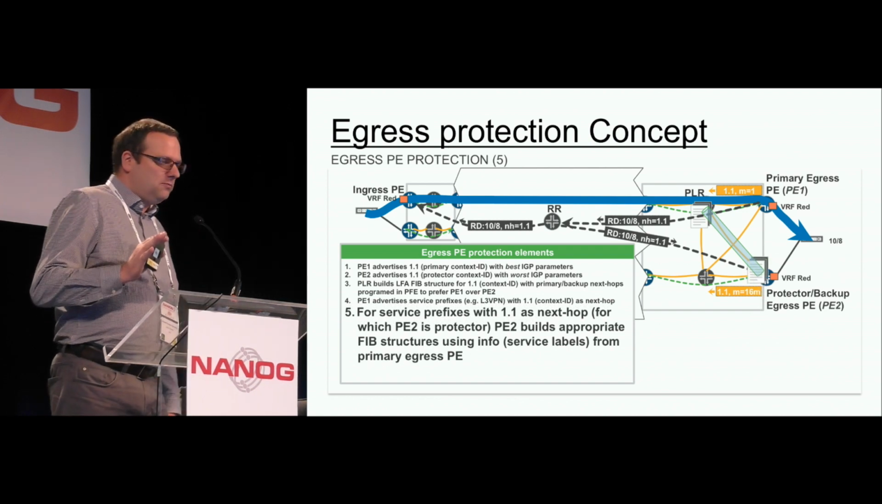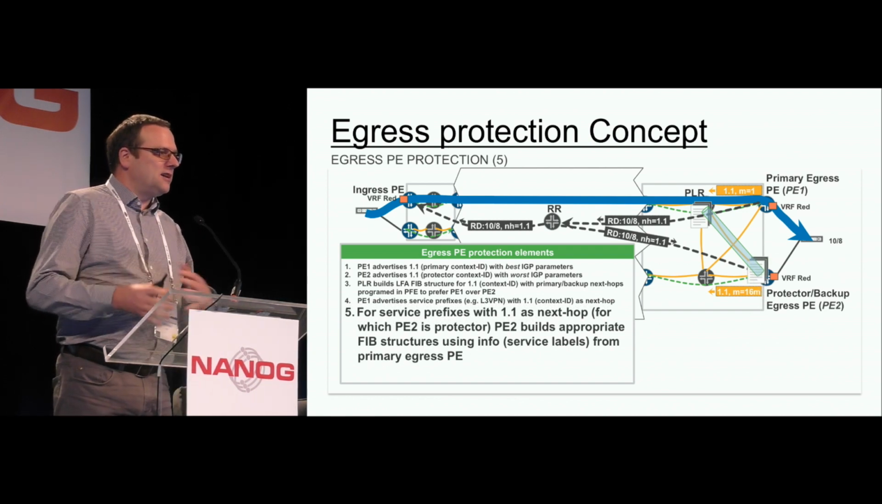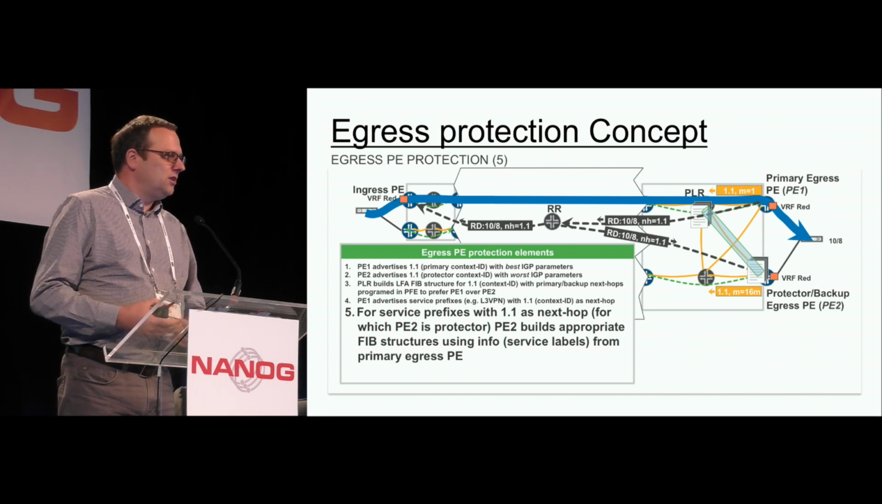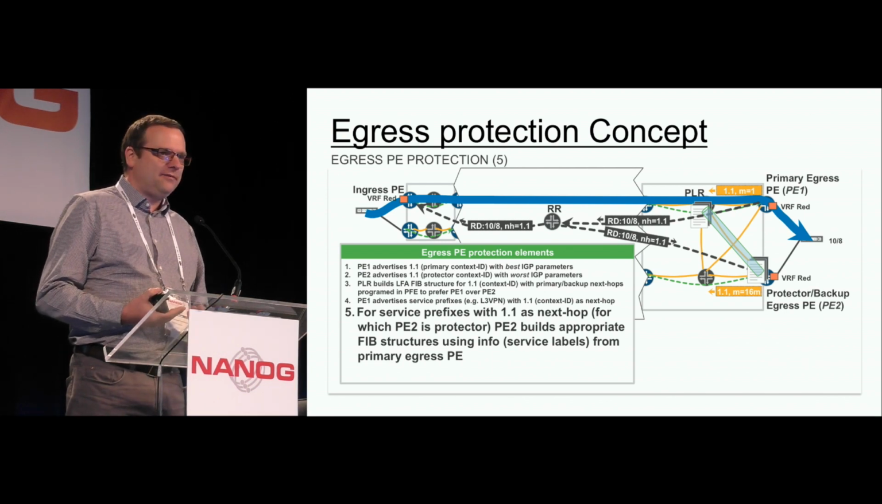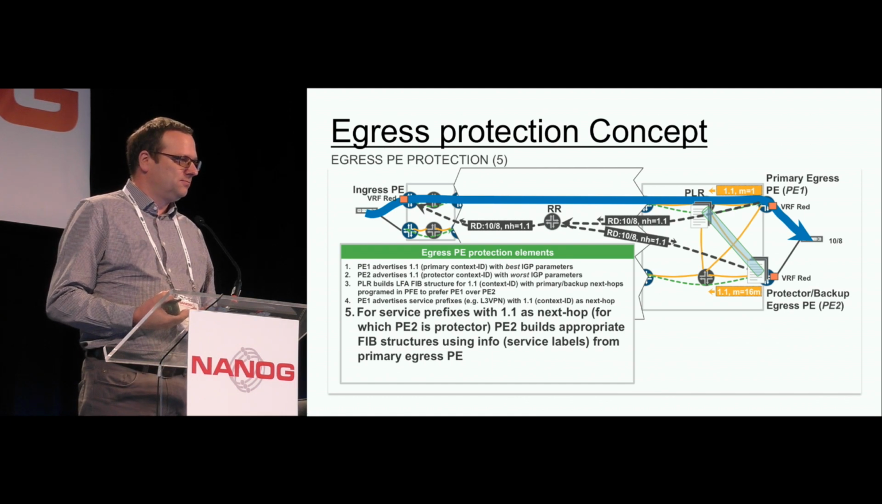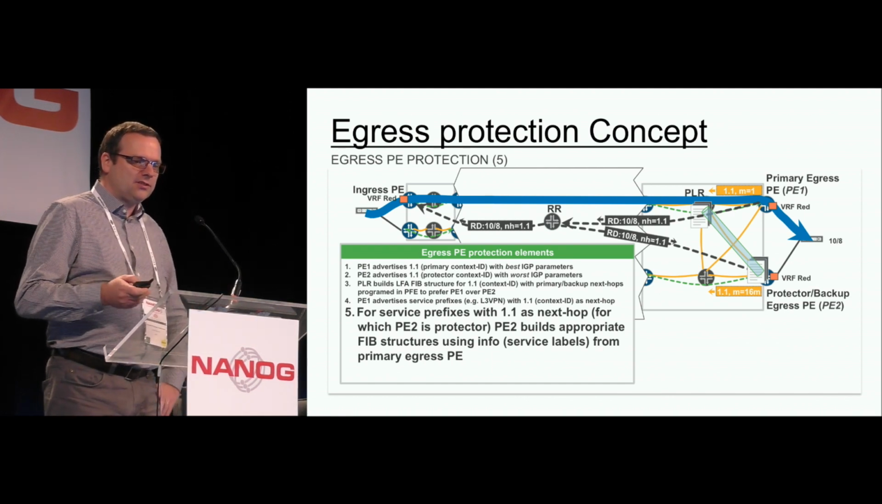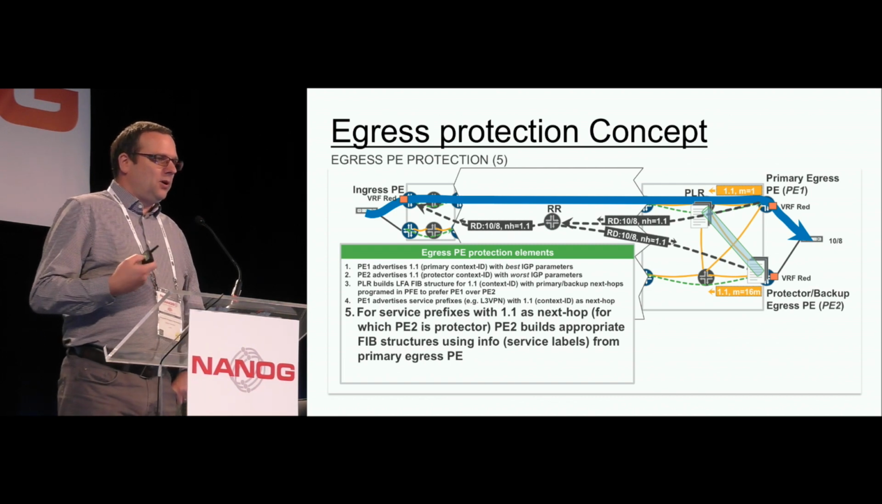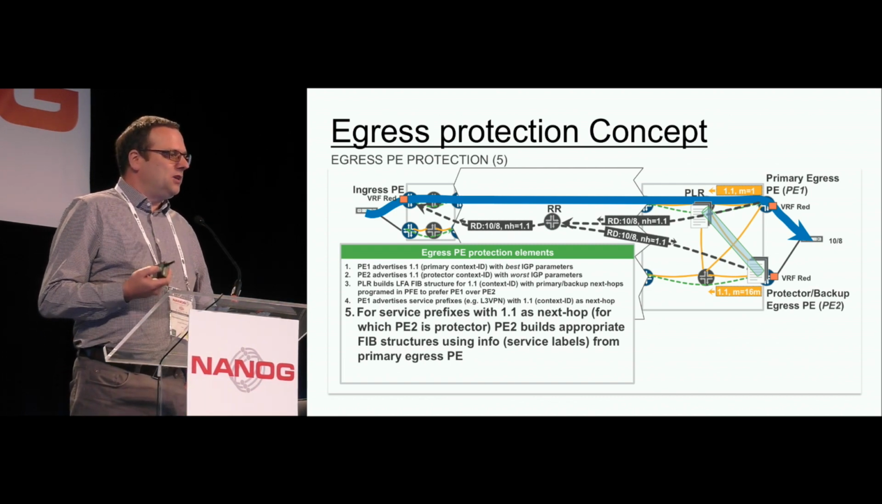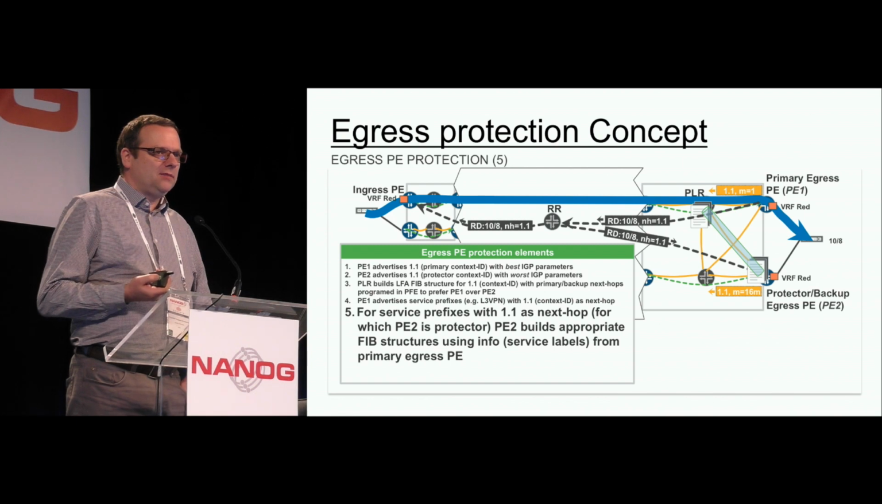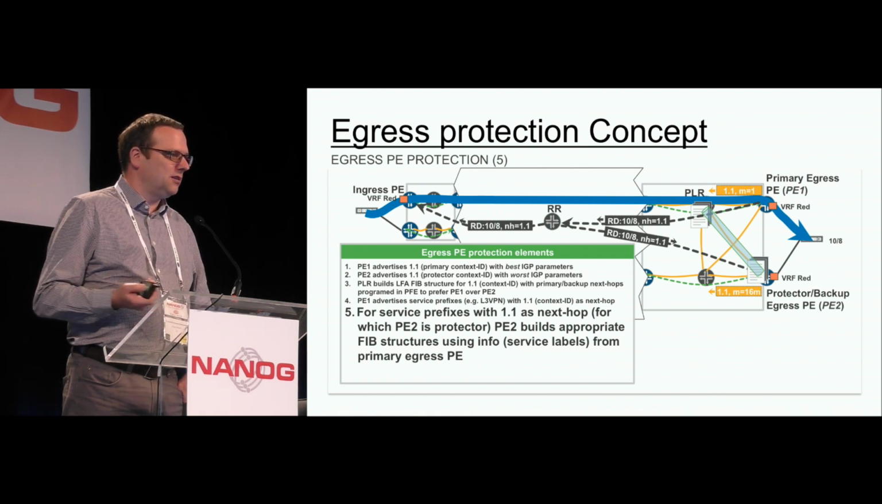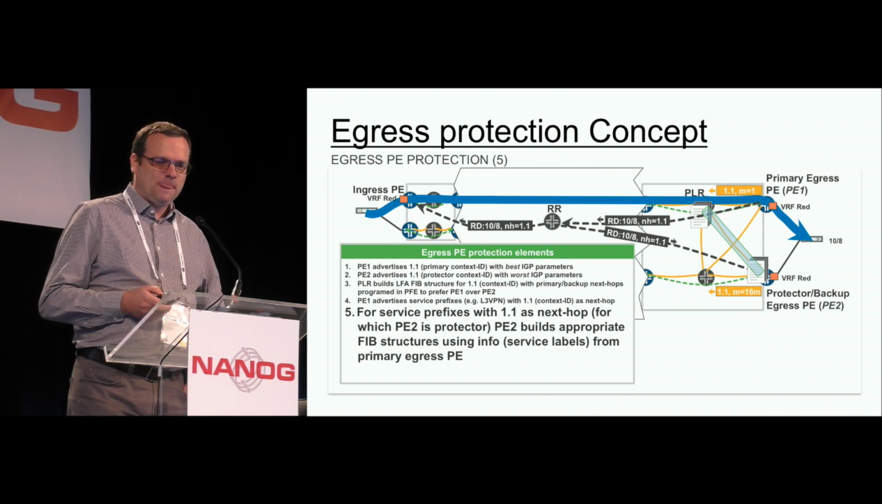step 5, P2 creates an internal RIB and FIB structure in order to be able to handle the traffic that will eventually be redirected. Later on, I have some slides showing how this RIB FIB structure looks, but the point here is that the traffic that will arrive at P2 will have the VPN label allocated by P1. And P2 needs to be able to handle this traffic with the label allocated by P1.